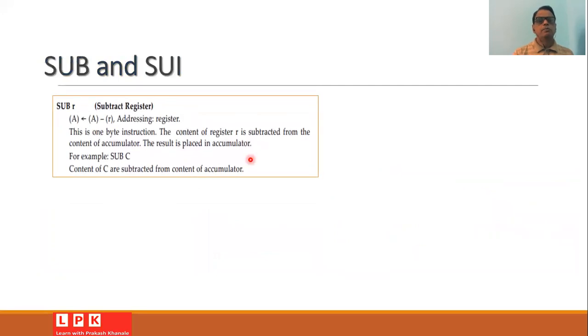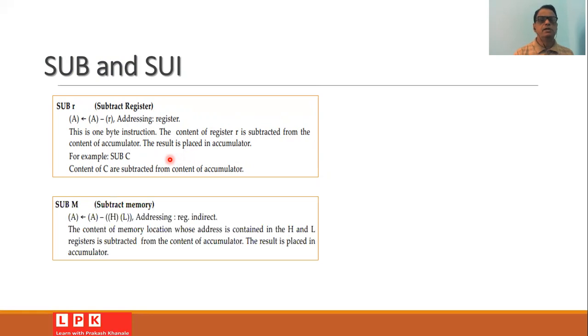For performing the subtract operation, we can make use of instructions such as SUB R, or subtract register, where the content of the register R is subtracted from the content of the accumulator, and the result is also placed in the accumulator. For example, when we write SUB C, then the content of C is subtracted from the content of the accumulator, and the result is placed in the accumulator. When we write the instruction SUB M, then the content of the memory location whose address is stored in the HL pair is subtracted from the content of the accumulator, and the result is placed in the accumulator.